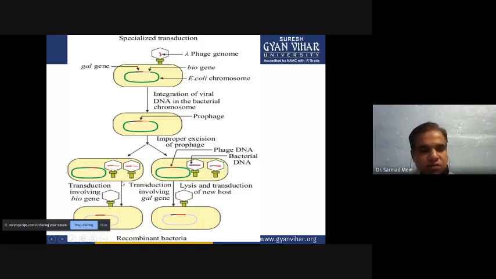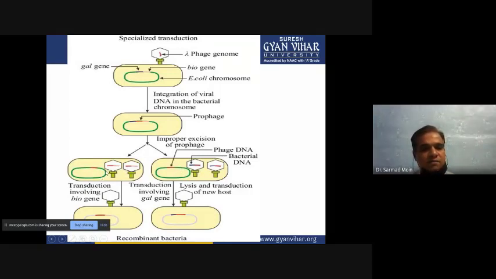The reason is that the space inside the bacteriophage packing material is very limited, so at one time they can take only one gene. Either they have to take the gal gene, or they have to take the biotin gene. So they can take the biotin gene, or they can take the gal gene.